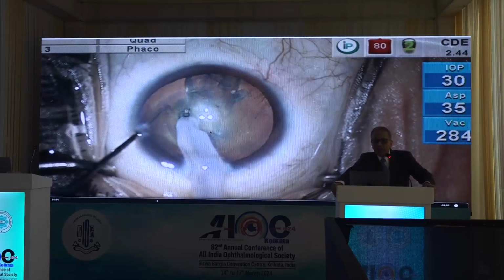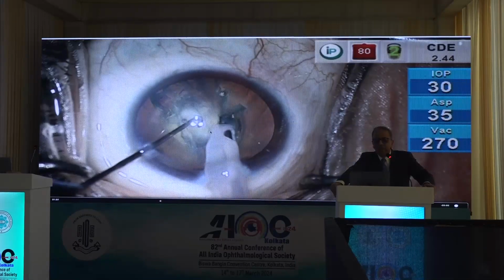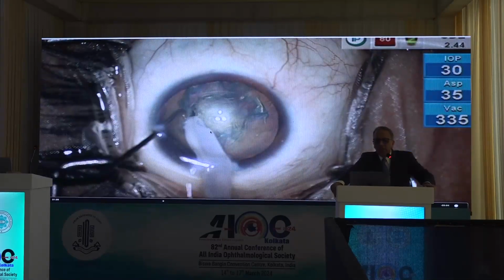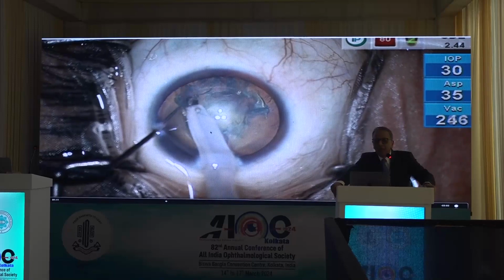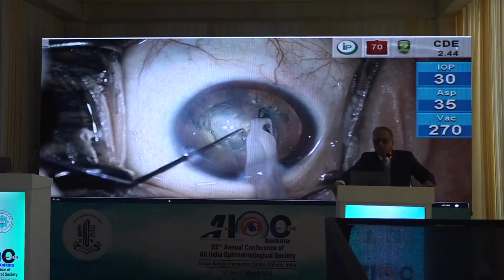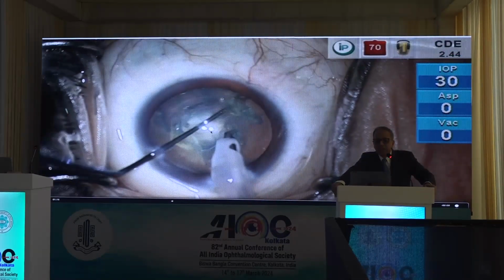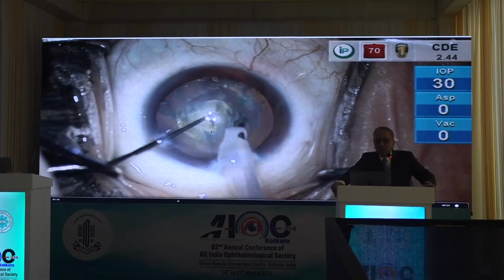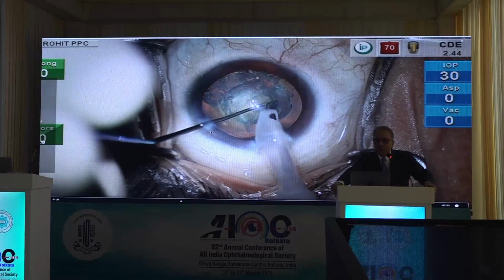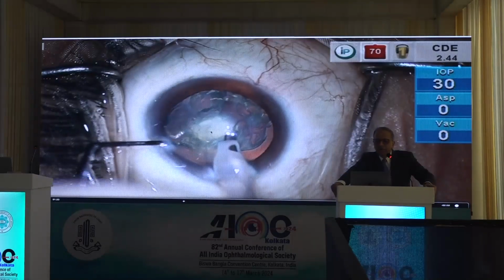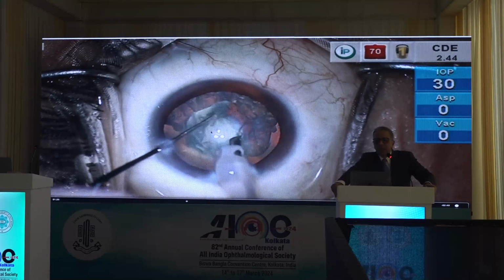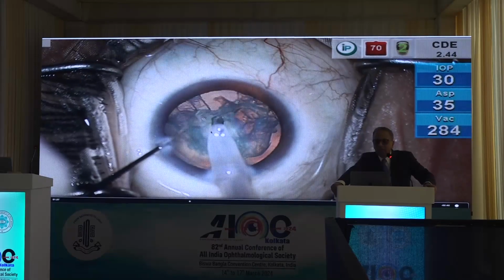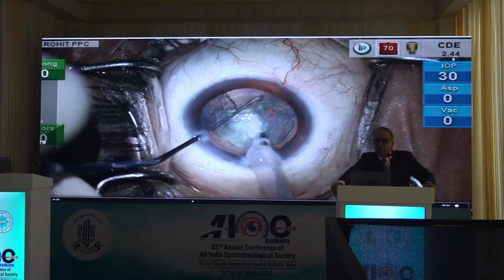So in this situation, I'm just trying to debulk it and use the escape route, as Bob Osher always says. Now what is the next thing which I am doing? I am trying to do centripetal dissociation of the nuclear fragment. So this is being done in a low-flow, guarded manner.